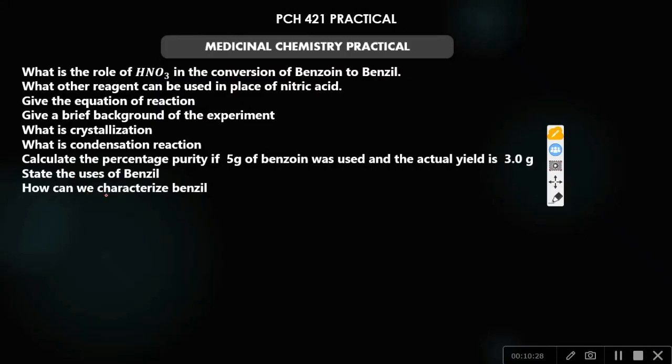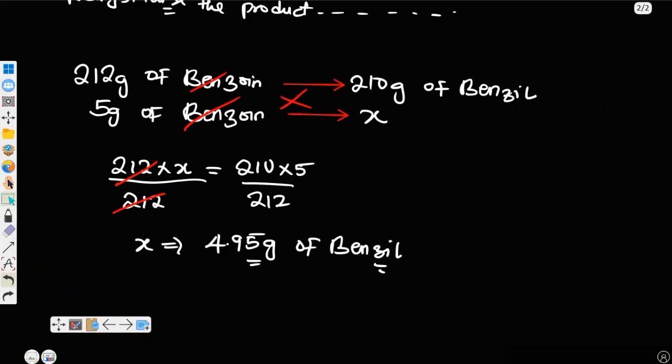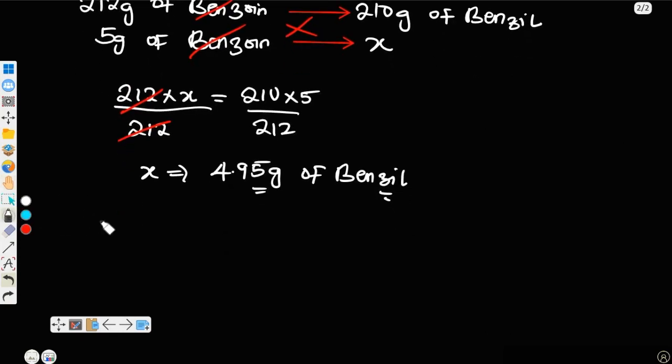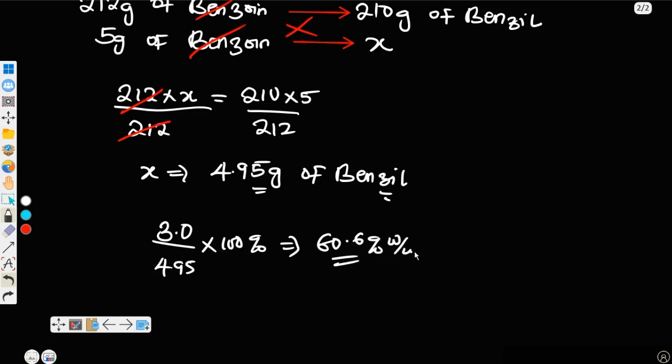They say find the percentage purity if the actual yield is 3.0. How do we calculate it? Actual yield is 3.0. What is percentage purity? Actual yield 3.0 over theoretical yield 4.95 times 100%. What do you think the percentage purity will be now? 3 divided by 4.95 is 0.606, times 100%, which is 60.6%. So this one gave you 60.6% weight by weight.